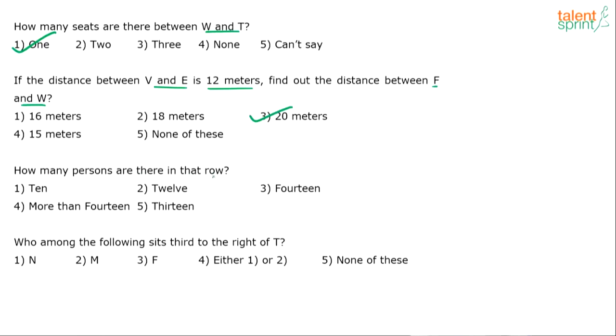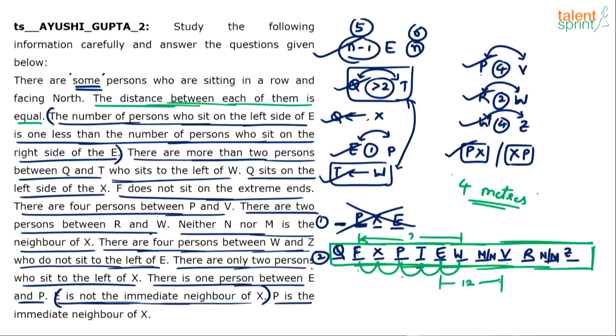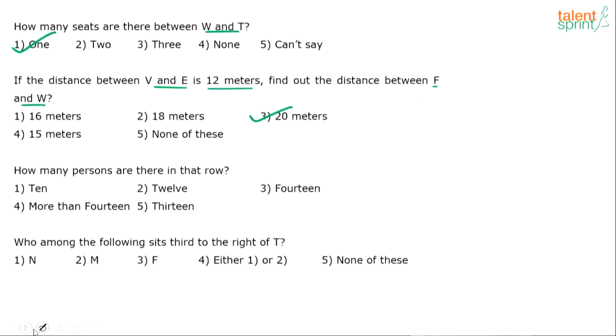How many persons are there in that row? I think 5 here and 6 here. 11 plus E, 12 persons. Don't have to count it actually, right? 12 persons, option 2.